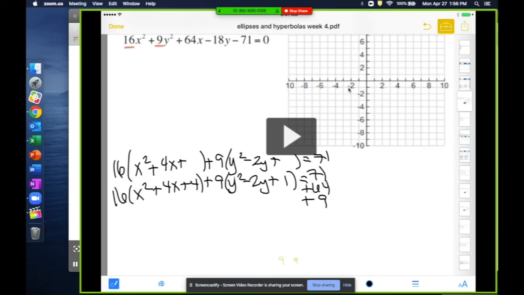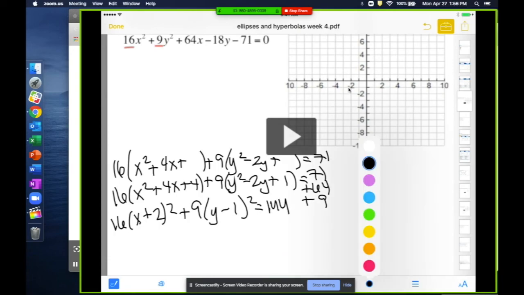plus 9. Now the way I get 64 is I do 16 times 4 when I'm completing the square, and then 9 times 1 to add the 9. So that becomes 16 times x plus 2 squared plus 9 times y minus 1 squared equals 144.